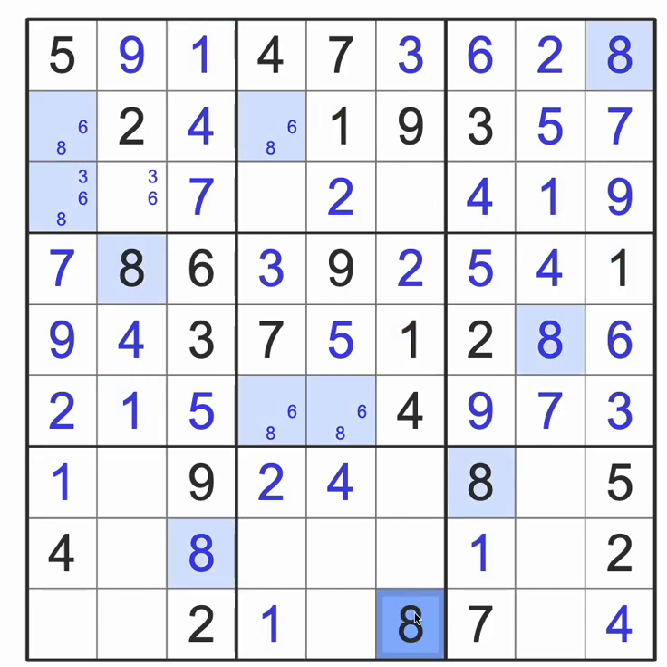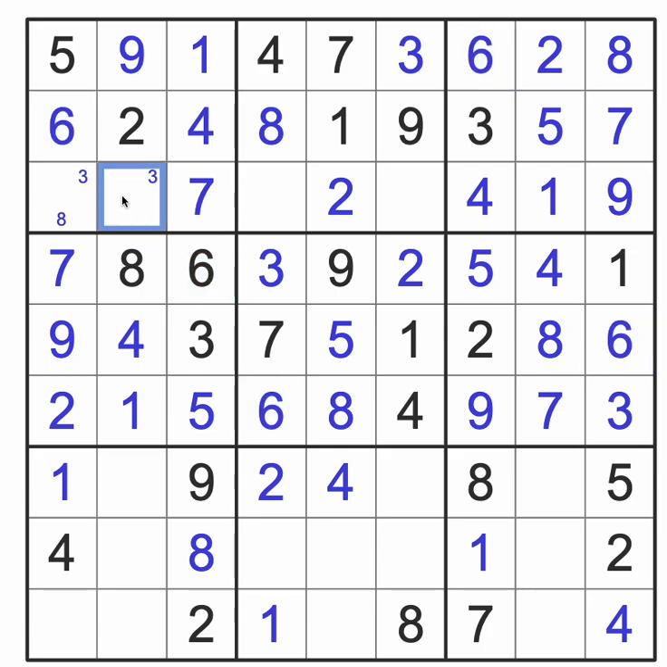Right, now this 8 blocks this cell in box 2. So in box 2, 8 will be here or here. That means this cannot be 8. Gives me 6 and 8. And this 6 has made this cell 8. That gives me 6, 3, 8, and 3 here.